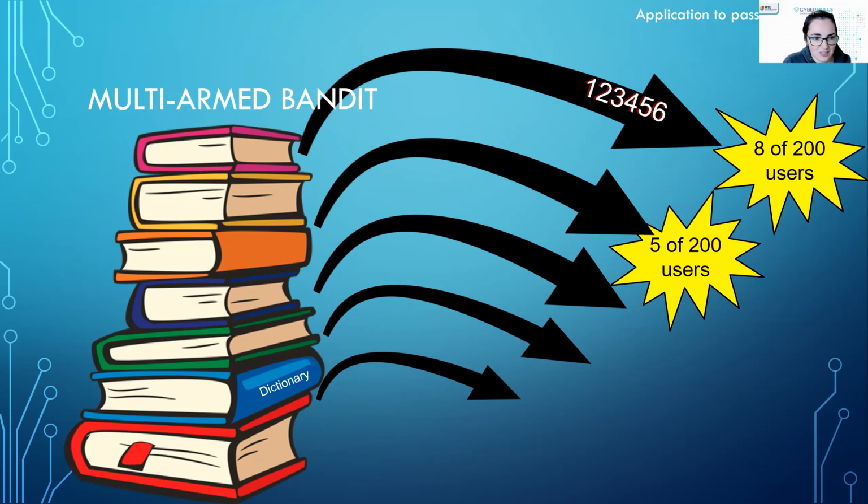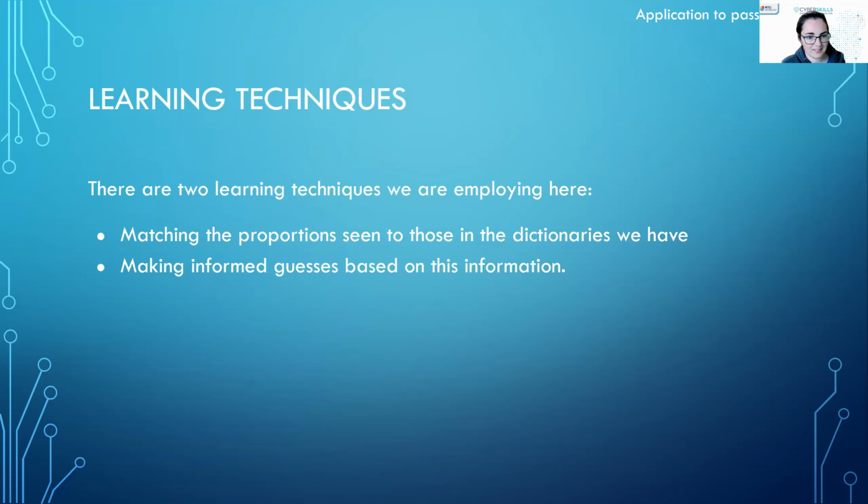So essentially, there are 2 learning techniques here. The first one is matching the proportions seen in the password set to the proportions seen in the dictionaries. And then the second thing we need to do is, based on that information, make an informed guess. So I'll talk about the first one first. That's the matching proportions.